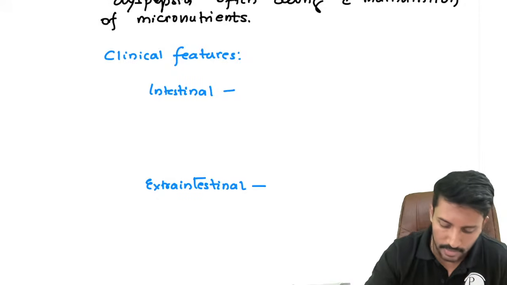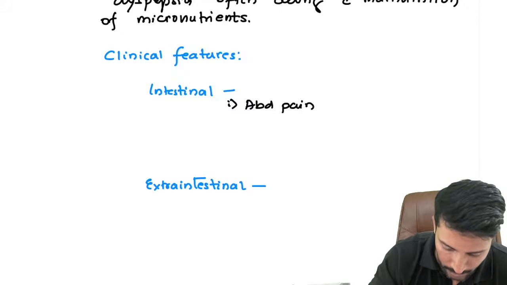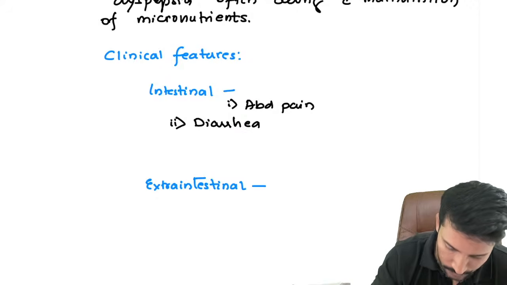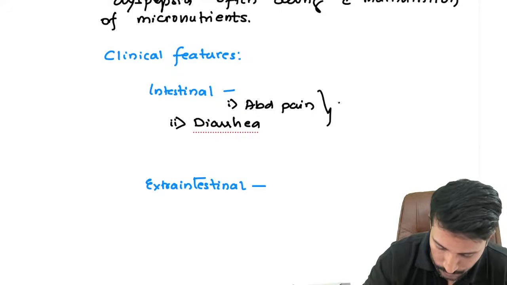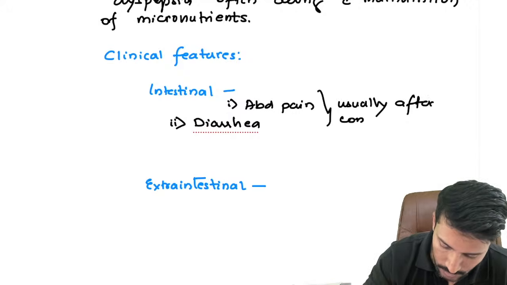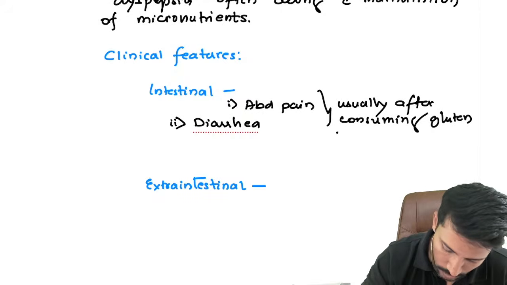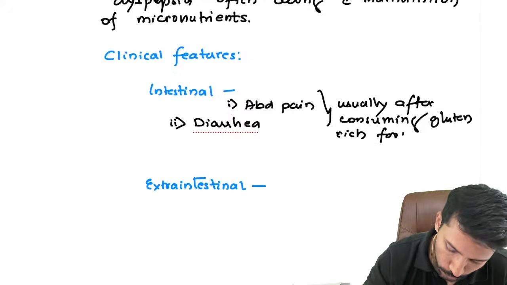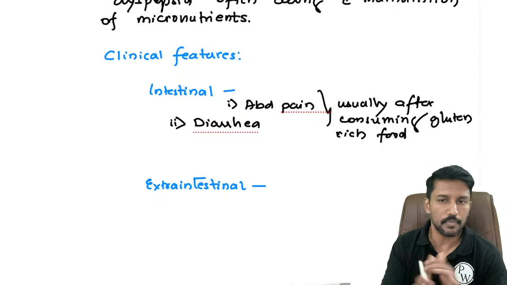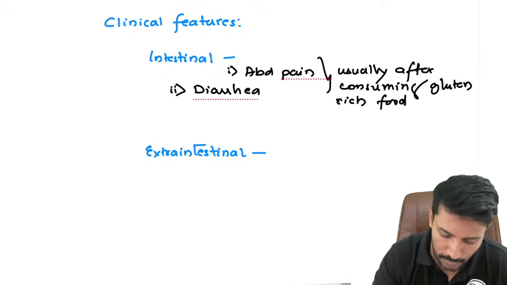So what will come under intestinal? First one is abdominal pain. Second, diarrhea. And both of these symptoms are usually after consuming gluten-rich food, right? If you want, you can mention few food items like wheat, barley in the bracket as gluten-rich food. What extra-intestinal manifestations am I going to get?